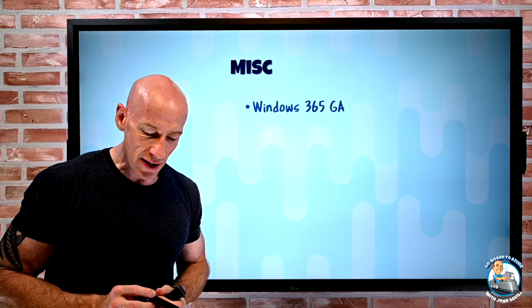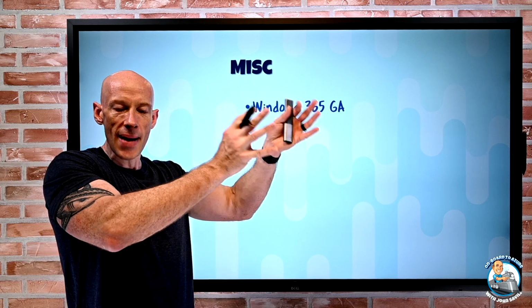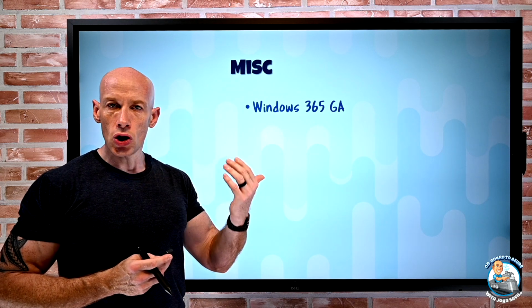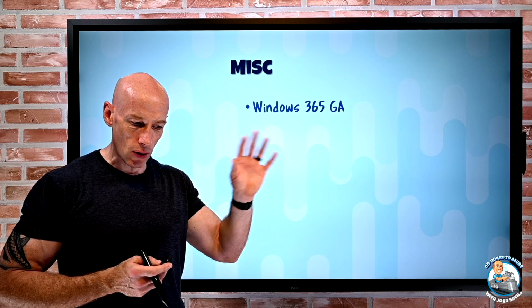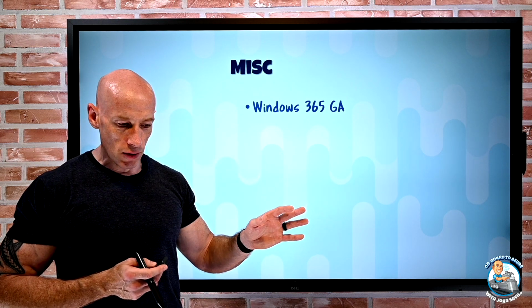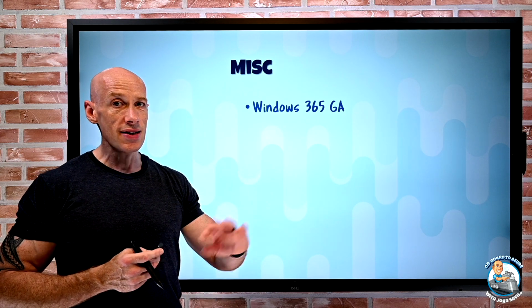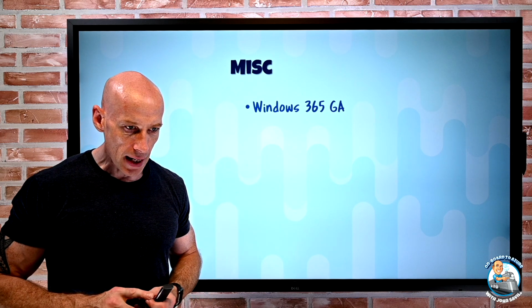Miscellaneous, so Windows 365 went GA. Think of Windows 365 as really just a managed VDI environment. There's two SKUs. There's a business and an enterprise. Business is really 300 users or less. It just integrates with Azure AD. There's no integration with your virtual networks. There's no custom images. There's no Intune, but it's super simple to go and stand that thing up.